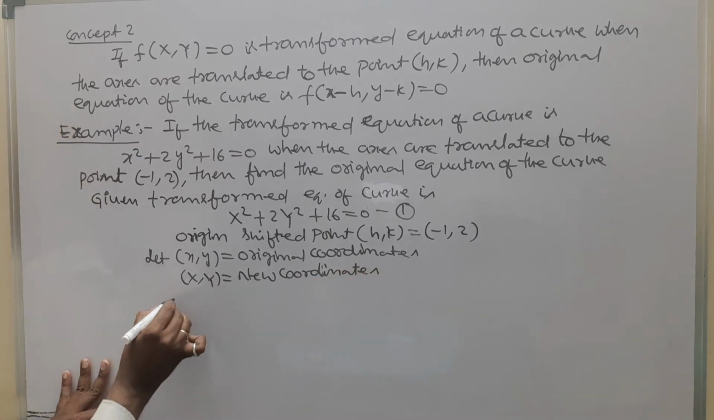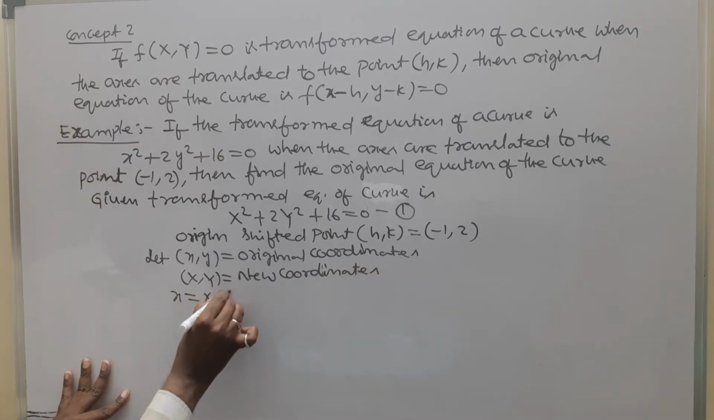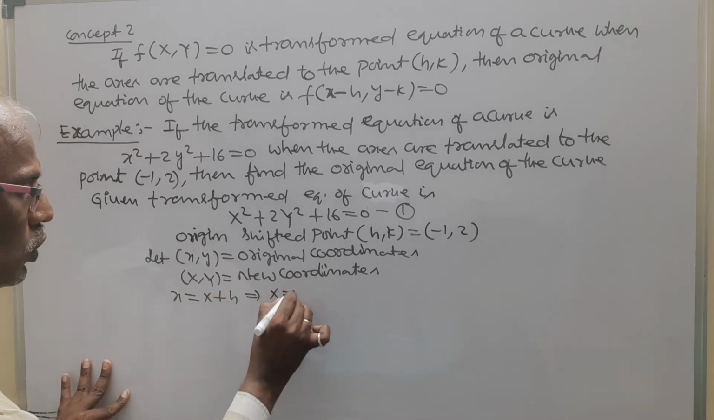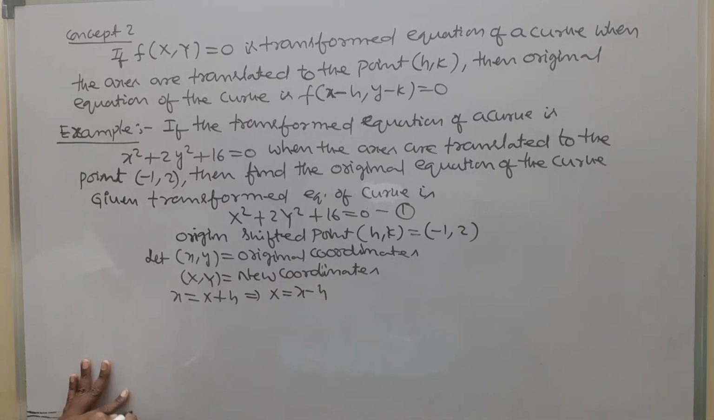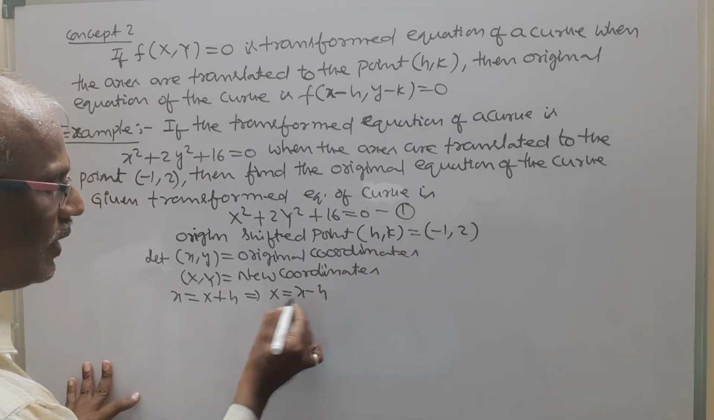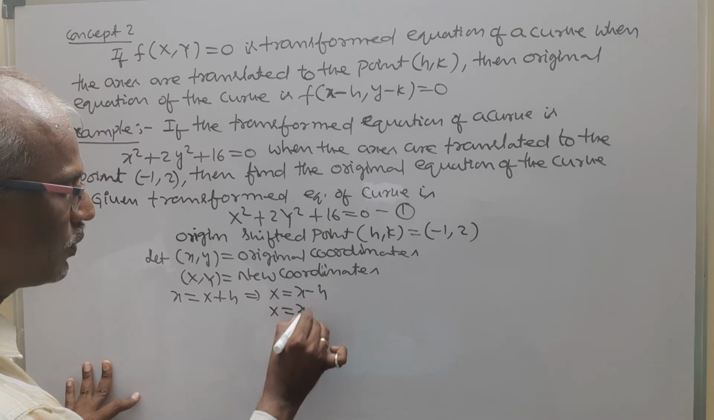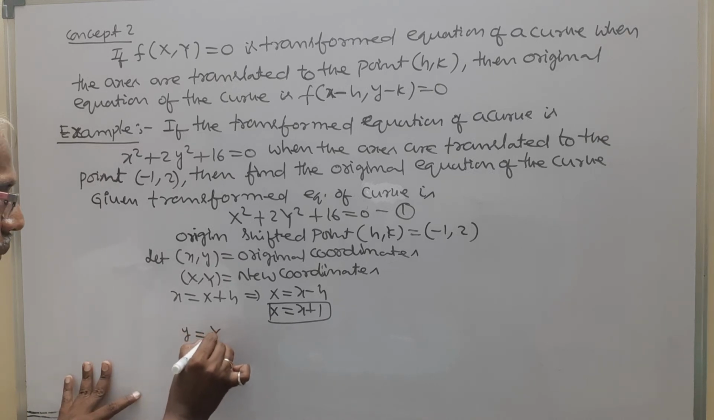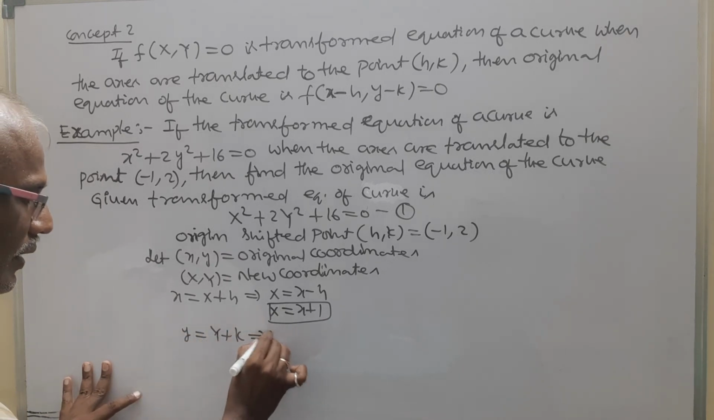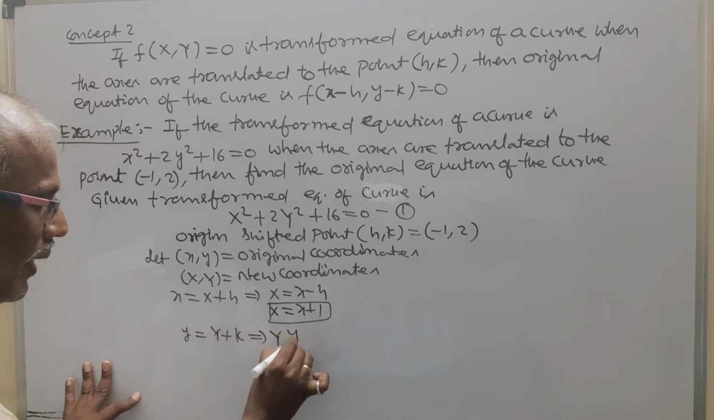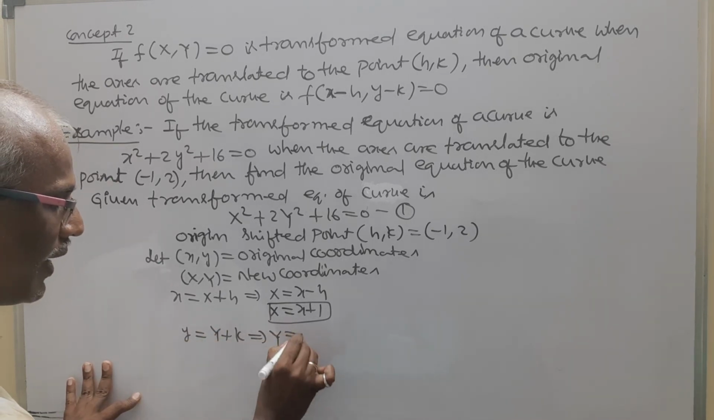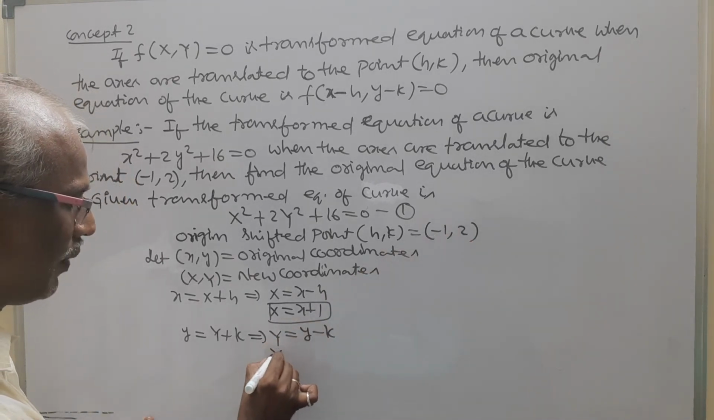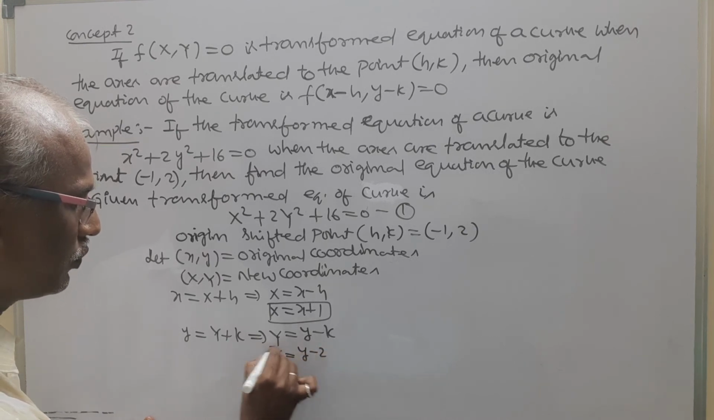Here one relation: small x is equal to capital X plus h. Here capital X is equal to small x minus h. H equal to minus 1, minus minus plus. Capital X is equal to small x plus 1. Small y is equal to capital Y plus k. Capital Y equal to small y minus k. Here k equal to 2. Capital Y is equal to small y minus 2.